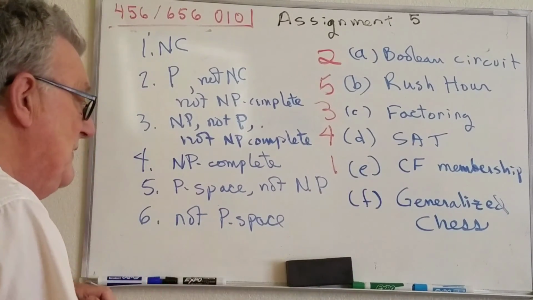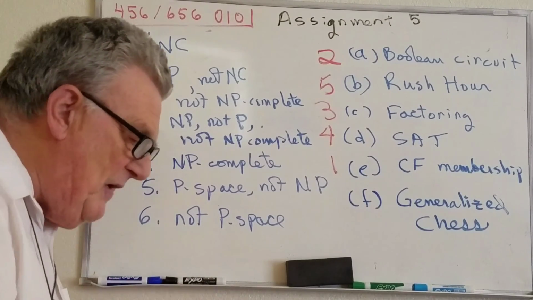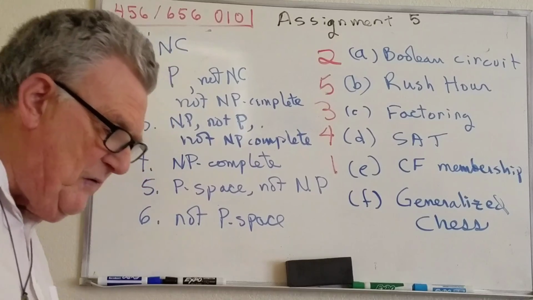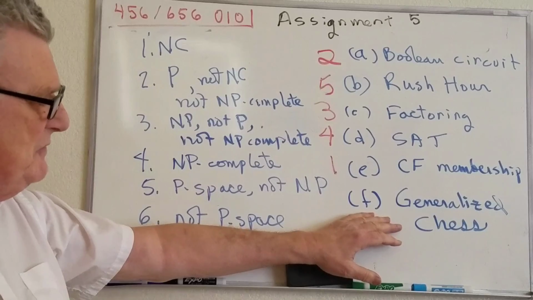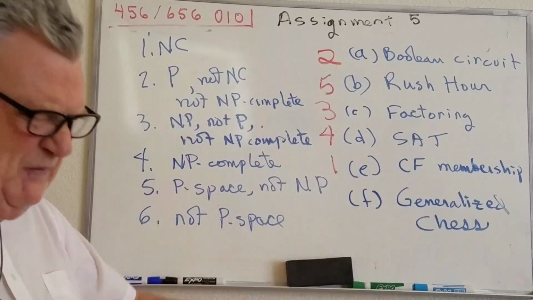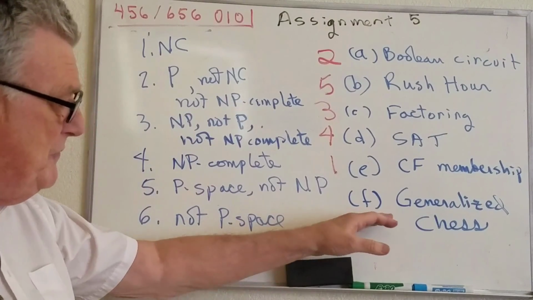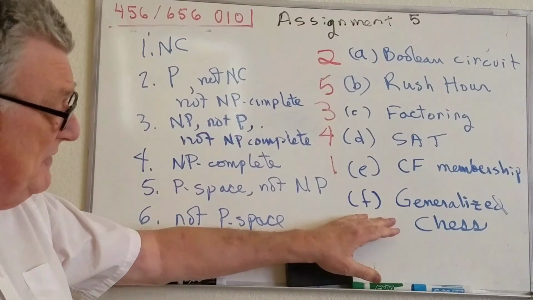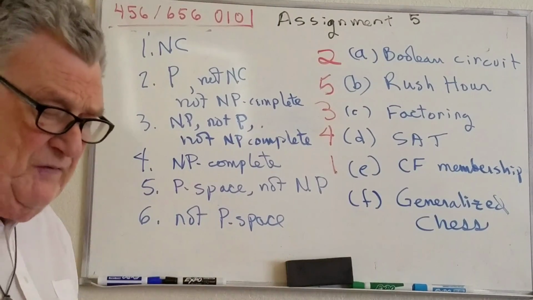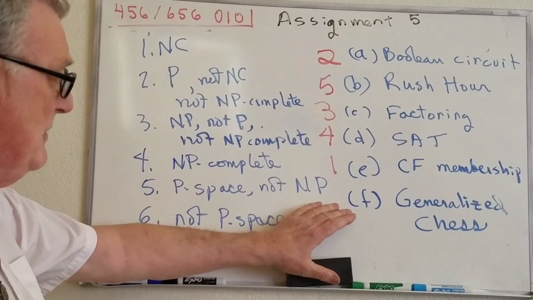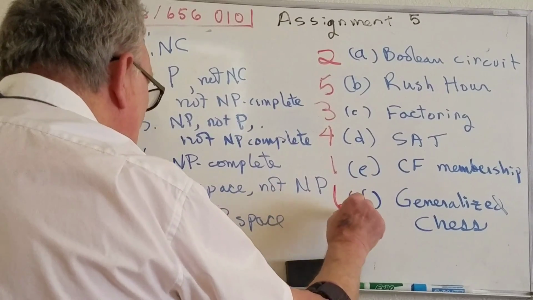Generalized chess means, well, chess is a finite game, so you have to generalize it to make it into a class where you can answer these questions. That means take all possible chess games or larger chess games, bigger boards, more different kinds of pieces. And that would include checkers, for example. Take any game of that type and ask the question, given this configuration, can the first player win? It's known to be exponentially complete, I believe. So therefore, that's in class 6.